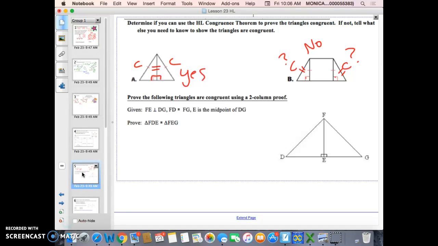All right, so let's look at what a two-column proof would look like to prove that these two triangles are congruent. The first thing I'm going to do is read my givens. It says FE is perpendicular to DG, which is why we have these two right angles marked. We also know that E is the midpoint of DG, so I can go ahead and mark that these two sides are going to be congruent. Okay, so we want to prove that these two triangles are congruent using HL.